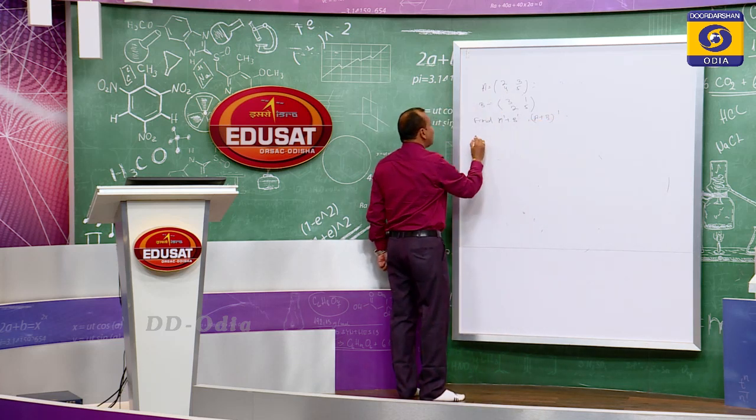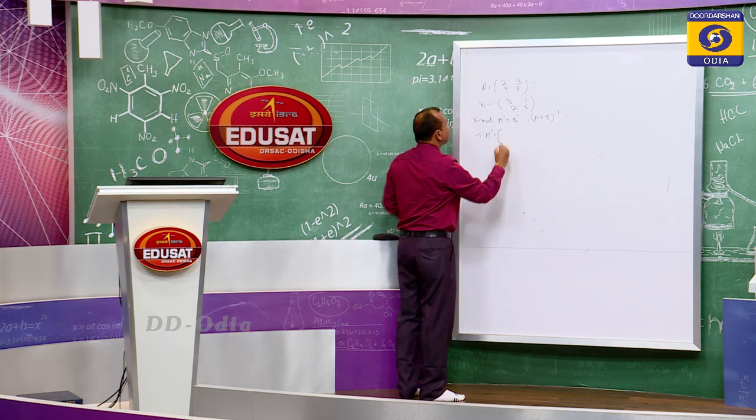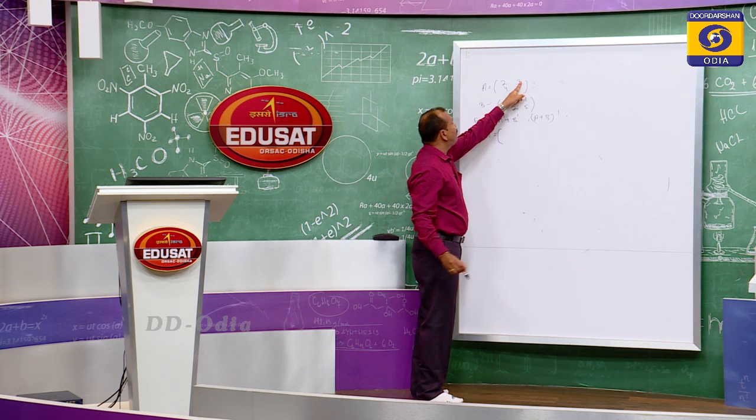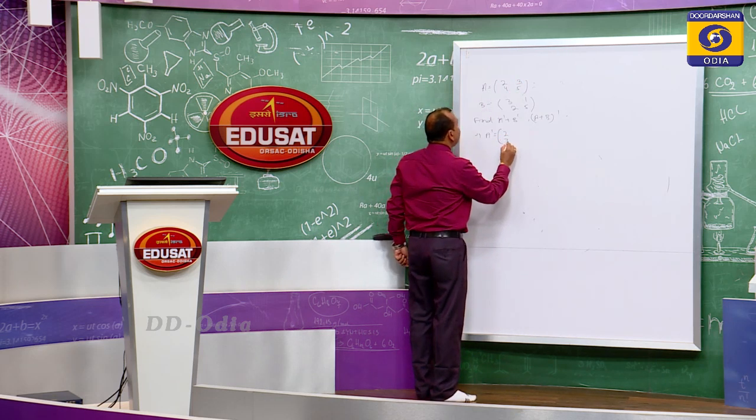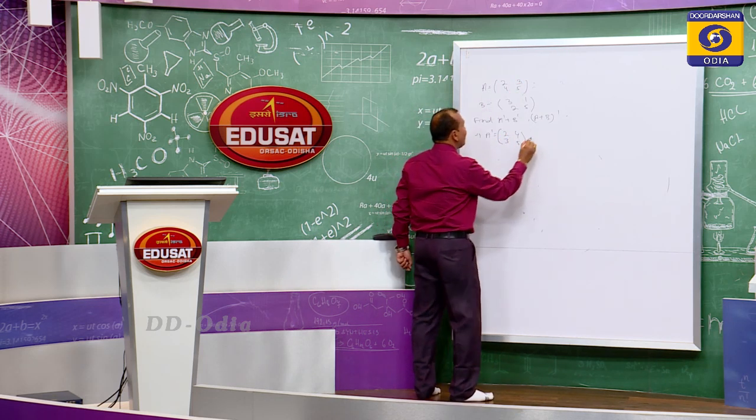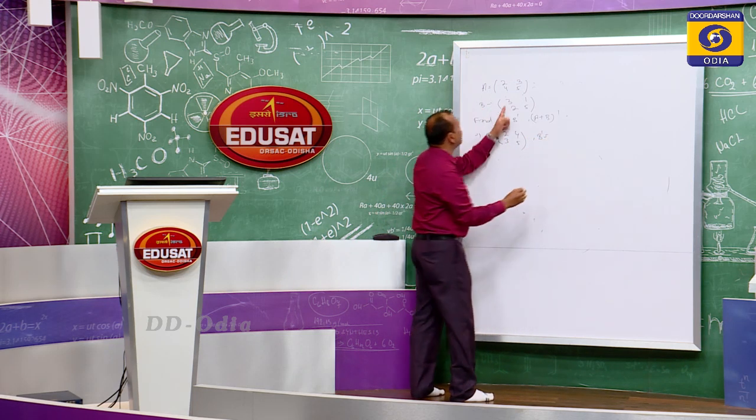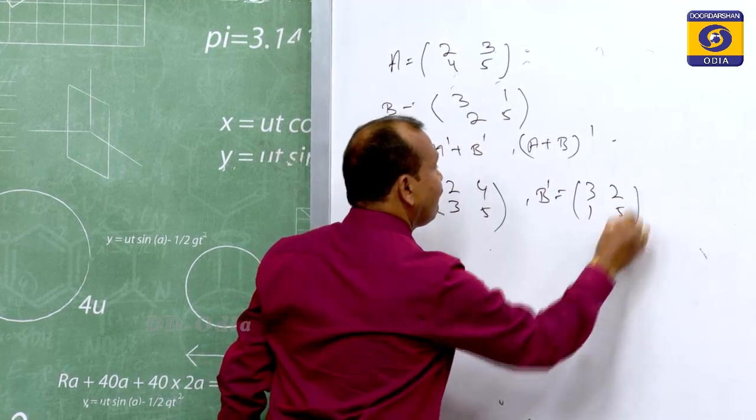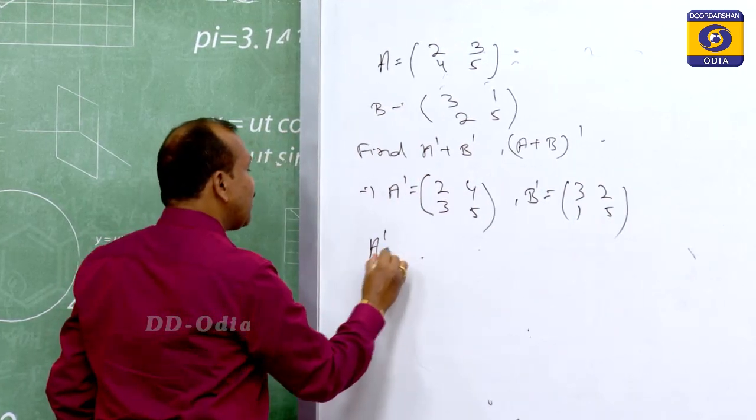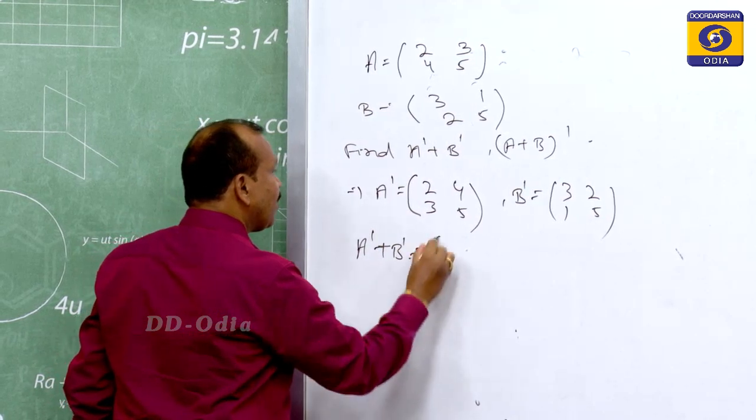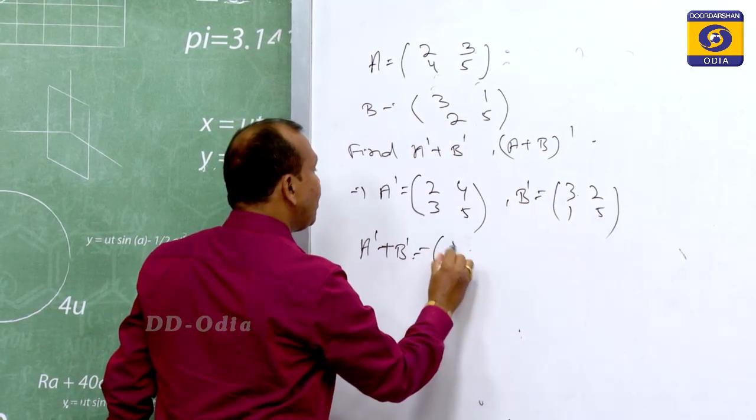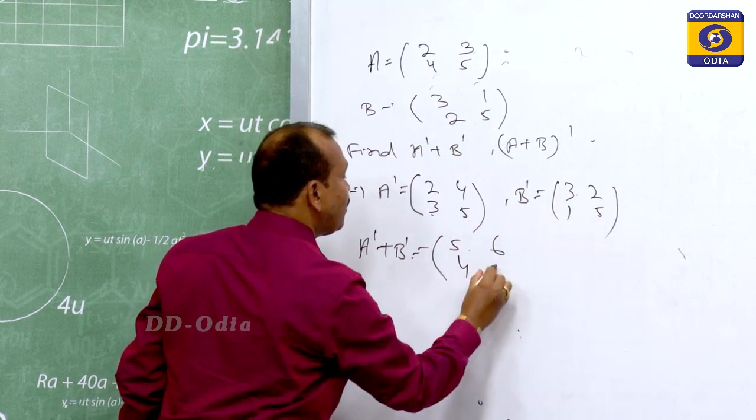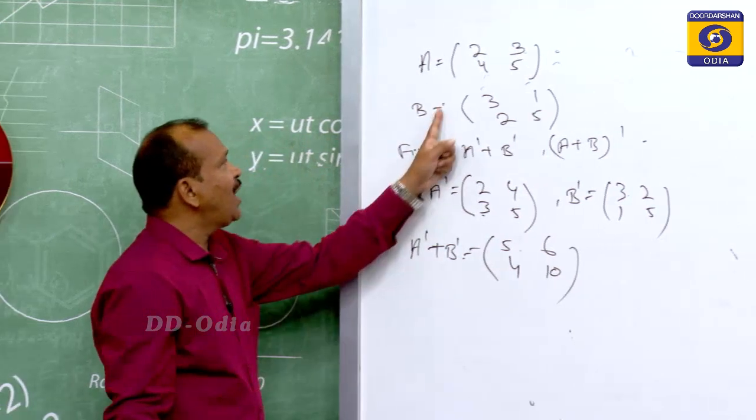Then A is given, so A dash can be obtained by interchanging rows and columns. That means 2, 3 becomes a row, so we have 2, 3, 4, 5. Similarly, we have B dash by interchanging rows and columns: 3, 1, 2, 5. Then A dash plus B dash becomes 2 plus 3 is equal to 5, 4 plus 2 is equal to 6, 3 plus 1 is equal to 4, 5 plus 5 is equal to 10.